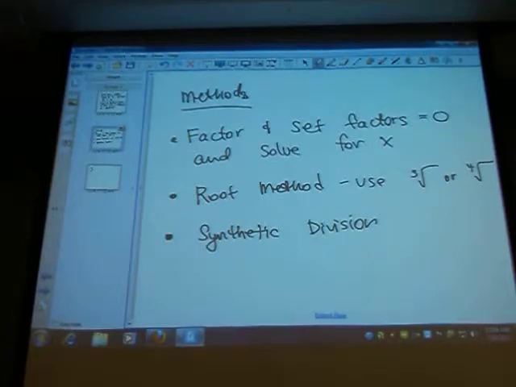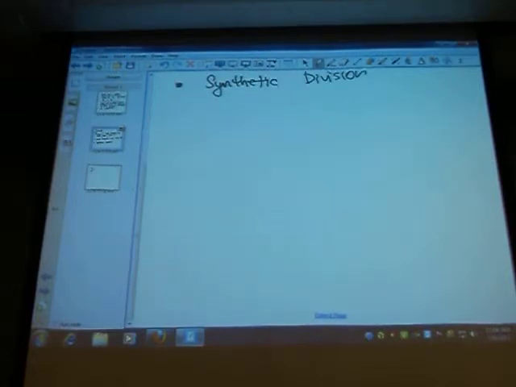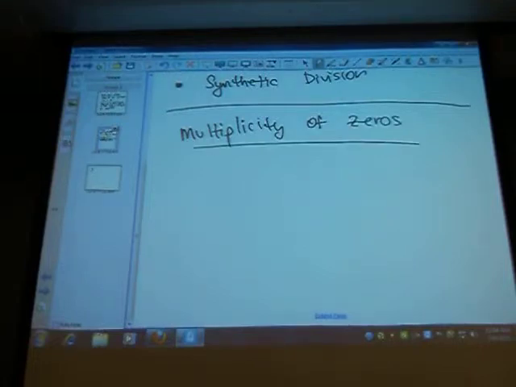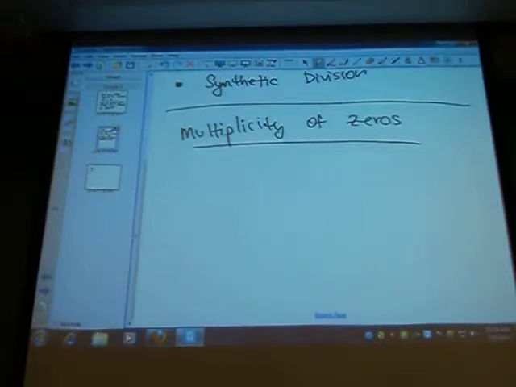Okay. So, another thing we want to talk about is called the multiplicity of zeros. Okay? Remember, and I think I wrote this down for you guys last time. I just didn't use the word multiplicity.